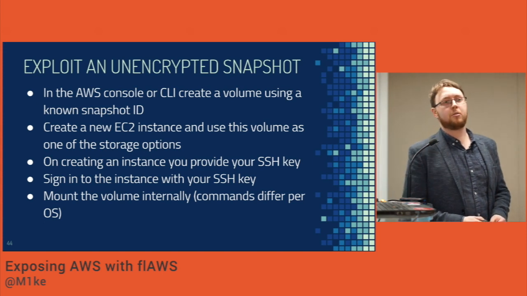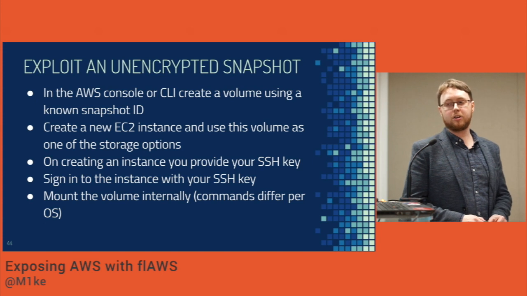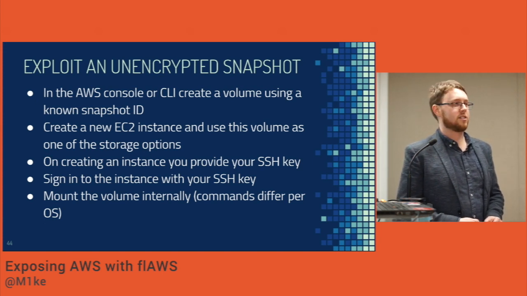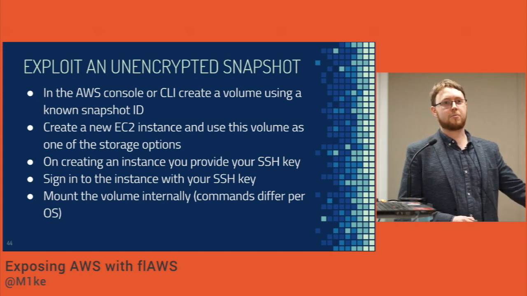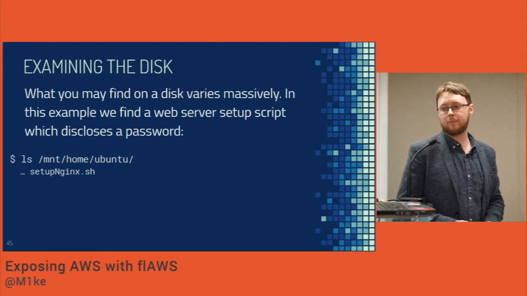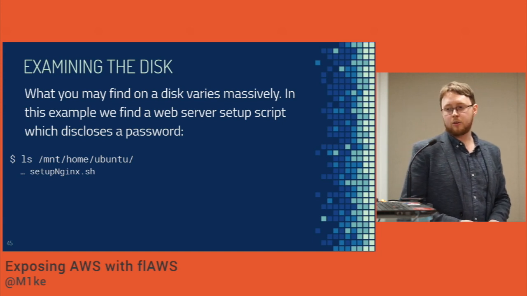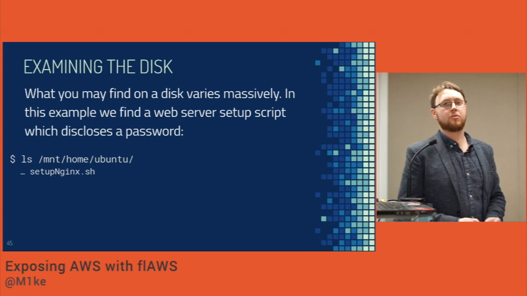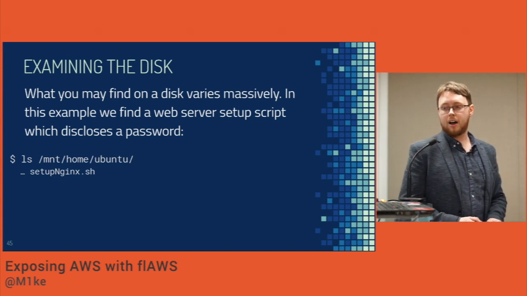Well, in our case, the snapshot wasn't encrypted. So we can very easily exploit this. You can create a new volume with that snapshot ID. So you basically say, I want a hard disk that's a copy of this snapshot. Boom, now I have a hard disk. You create yourself a server in your account, you sign into it with your SSH key, and then once you're signed in, you mount that volume just like you would mount any other hard disk on a Linux Unix system.